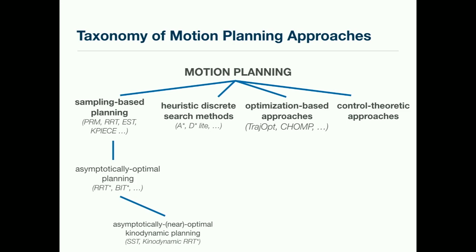And these results were for planners that did not have kinodynamic constraints, but Kostas Bekris and others later extended these results to asymptotically near optimal kinodynamic planning. So in theory, we are doing well, and in practice, we are doing well with these planners.